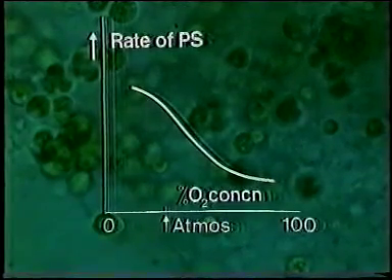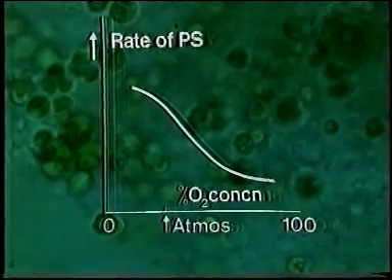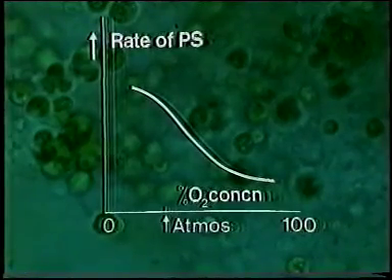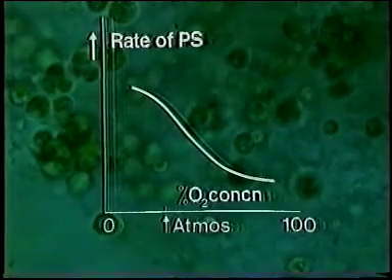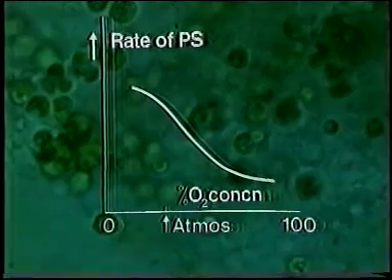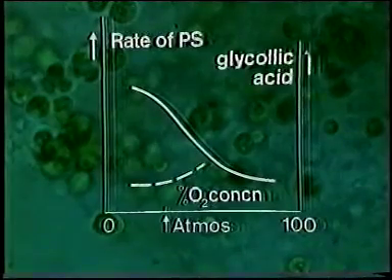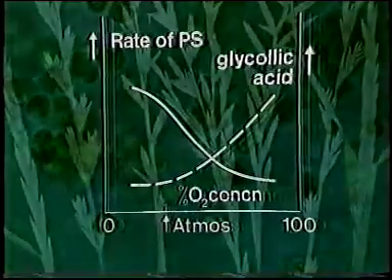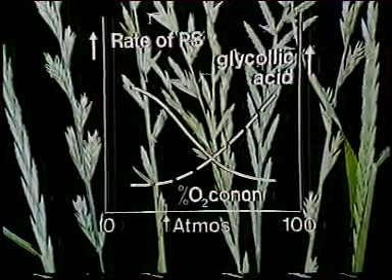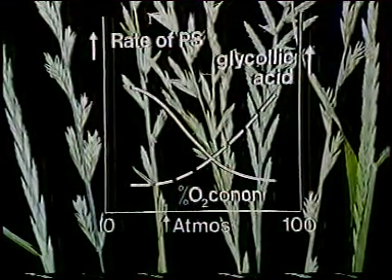Photosynthesis was highest at oxygen concentrations far below those of the atmosphere. Indeed, the rate declined progressively as oxygen levels increased. This decline was accompanied by secretion into the medium of a 2-carbon compound, glycolic acid. A similar effect was found in higher plants, like ryegrass. But here, glycolic acid is found in the leaves.